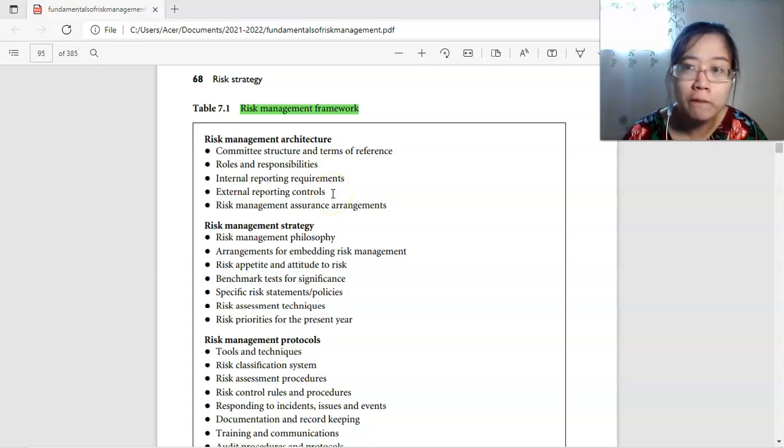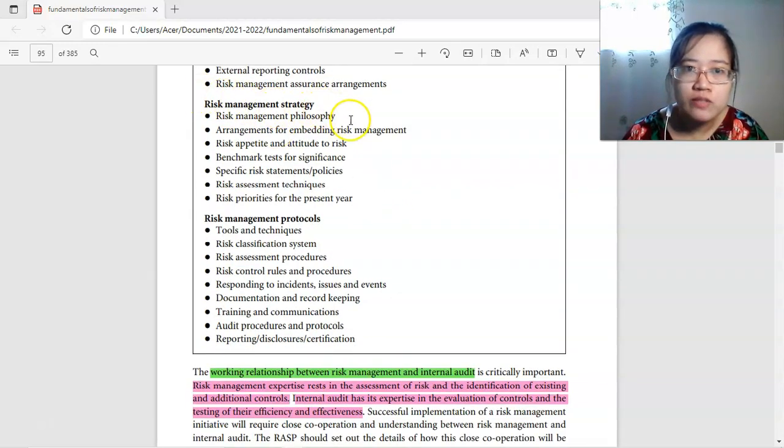Okay, and then you have external reporting controls. Siguro ito more on compliance with the laws, especially mga DOLE, SSS, PhilHealth, Pag-ibig, BIR. They have to make sure that they're complying with their guidelines or their rules and regulations. Okay? And then risk management assurance arrangements. So, this could be under ng internal audit as well as external audit actually. So, kumbaga, chine-check kasi nila yung effectiveness ng controls in place in safeguarding the resources of the company. Okay?